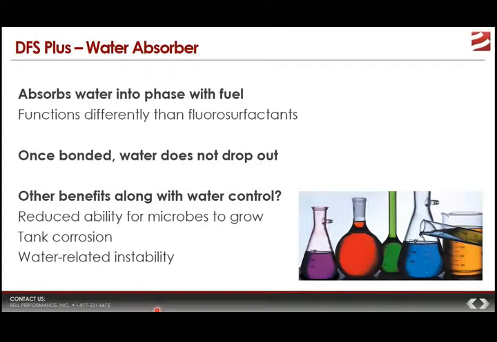You reduce tank corrosion. That's important because corrosion of storage tanks can be an expensive proposition. And you help reduce the likelihood for water-related fuel instability.